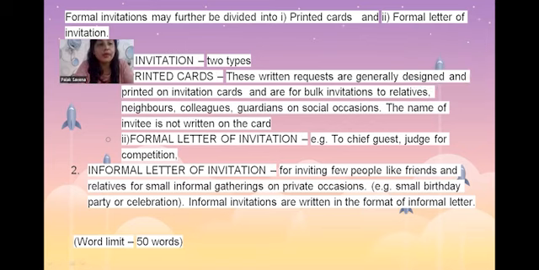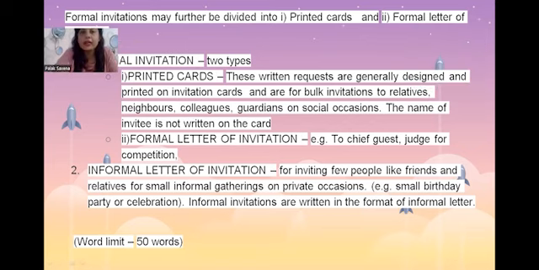These printed cards are requests which are generated, designed and printed on invitation cards for bulk invitations. For example, if you have to invite your colleagues, guardians, neighbors to any big social event, and they must be social, not informal events, we send them printed cards. Now, there is one very significant point to remember here: in such cases of printed cards, the name of the invitee is not written. The name of the person who is inviting is also not mentioned.